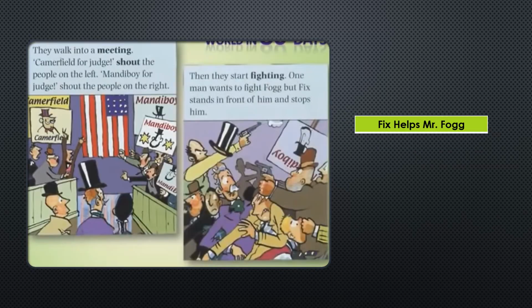In the meanwhile, there is a meeting going on, and people on the left shout, "Camerfield for judge." People on the right shout, "Mandy Boy for judge." So there is an election going on, and there are two parties shouting for their respective candidates. And when they are fighting, a man starts fighting with Mr. Fogg. However, the detective Fix stands in front of him and stops him.